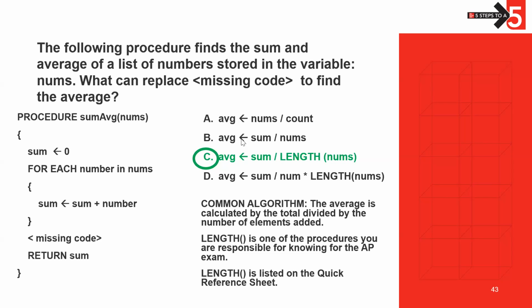So A is out. B is just trying to divide the sum by nums, and that's our whole list. So it tells you the list of numbers stored in a variable called nums. So we can't divide by a whole list, all right? But we can use that length. Remember that method? That's one of those that you're responsible for knowing how to use. And this is the perfect use for it. It tells us how many elements are in our list, and that's how many we would have added together for the sum. So we'll divide by that.